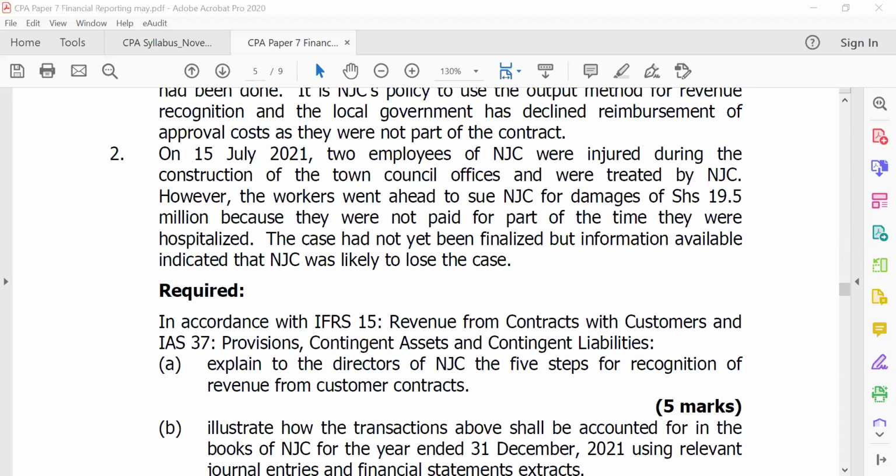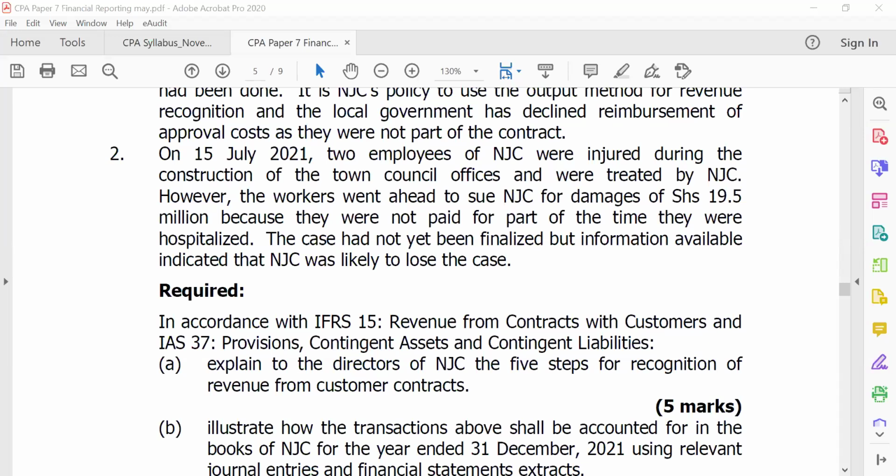Remember, this is a financial reporting paper, and if you get good marks out of this paper, it helps you position yourself, let's say, for opportunities here and there. So that is what happens with CPA.